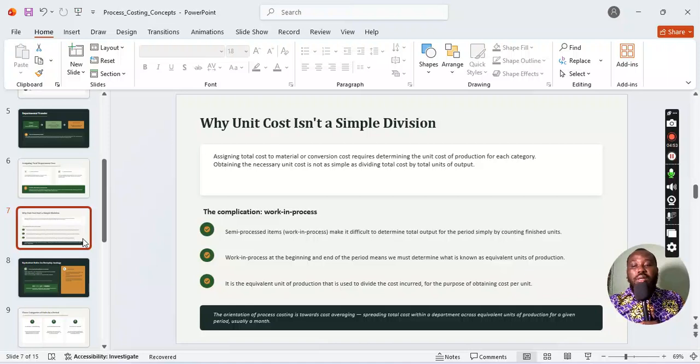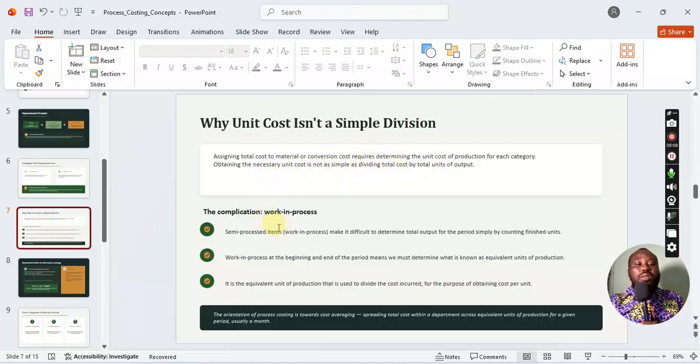So we also have here why unit cost isn't a simple division. Now, assigning total cost to material or conversion cost requires determining the unit cost of production for each category. Obtaining the necessary unit cost is not as simple as dividing total cost by total units of output.